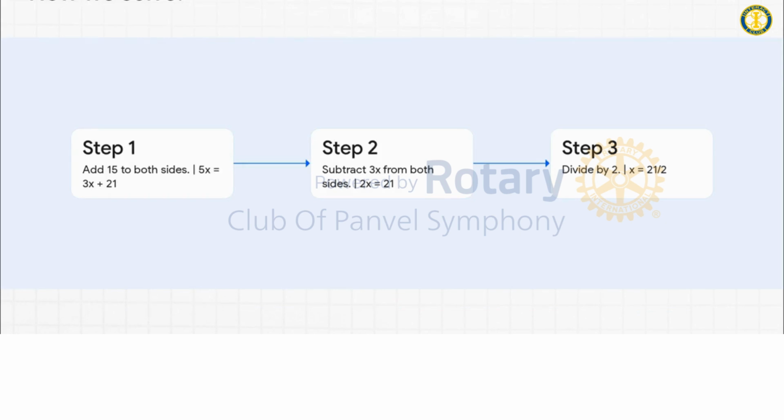And from here, we just use the same logic. We want to get all the regular numbers together, so let's add 15 to both sides. That gives us 5x equals 3x plus 21. Next, let's get the x terms together. We can subtract 3x from both sides, which leaves 2x equals 21. And the very last step is to get x completely alone, so we divide both sides by 2. Our answer is x equals 21 over 2.